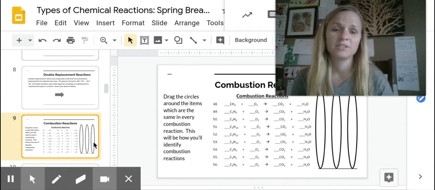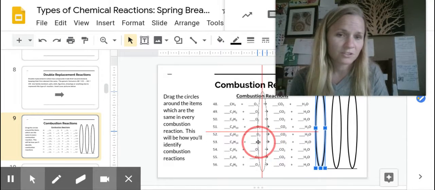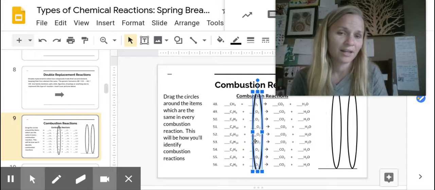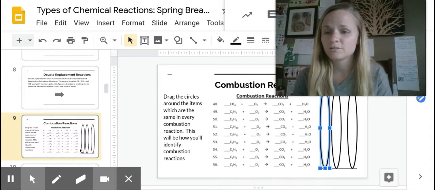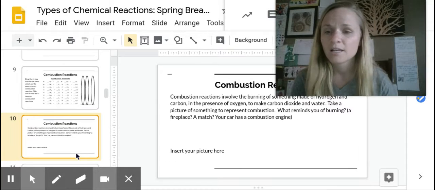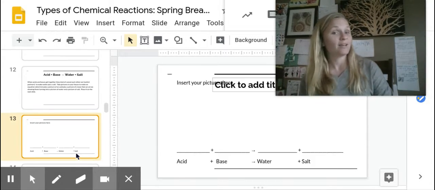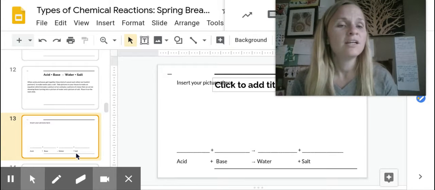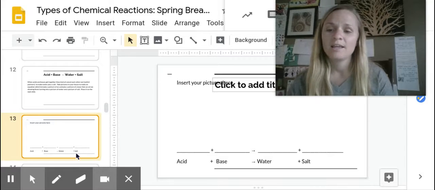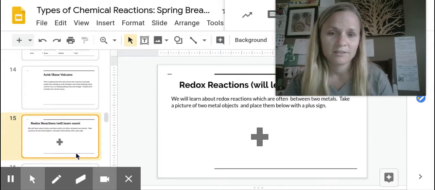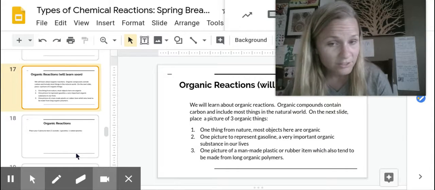You do the different reactions, and it asks you different questions about combustion, like to move the circle around what's the same in every combustion reaction. So you'll just drag the circle like that, or oval, whatever it is. Acid bases and redox we haven't learned yet, so this is an intro. It's going to ask you to go find an acid in your house, and it's going to tell you what that is, and look for a base, and it's going to have you make a little reaction.